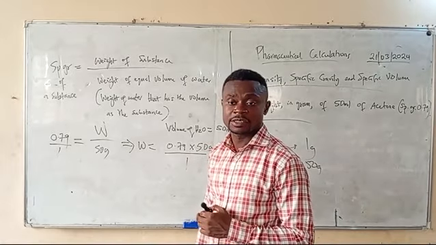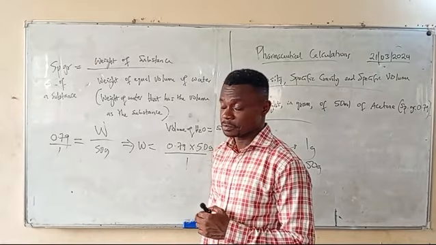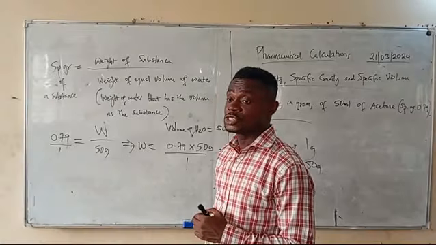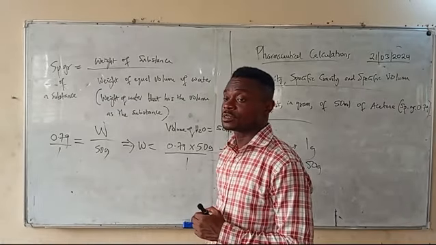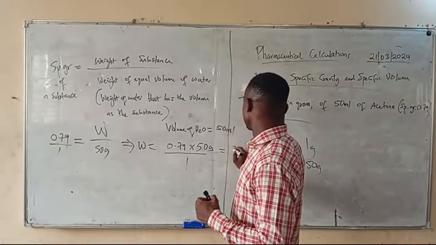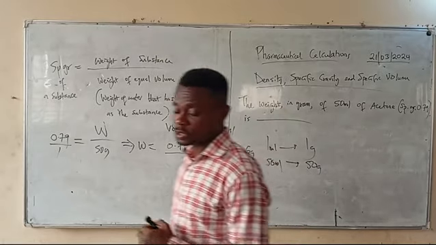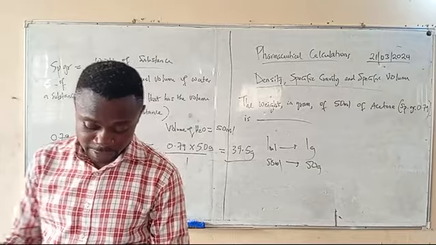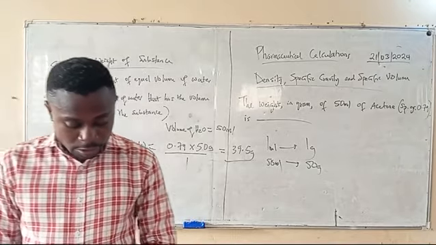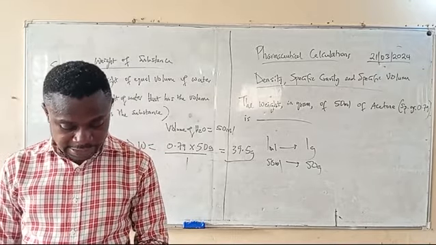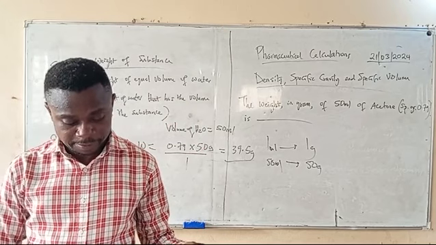What's the answer? 0.79 times 50 is what? 39.5. So the weight of the acetone is what? 39.5 gram.